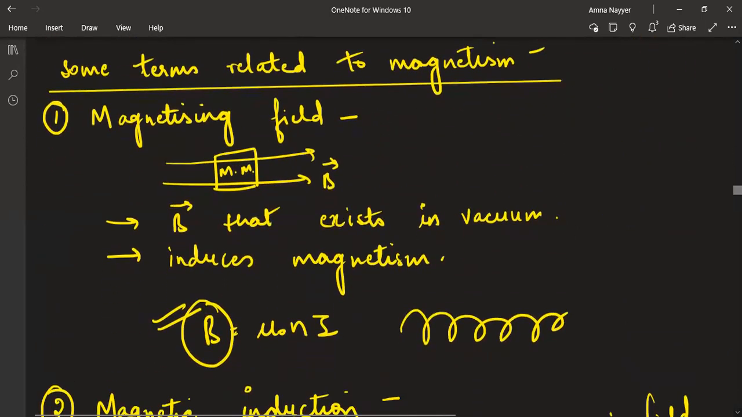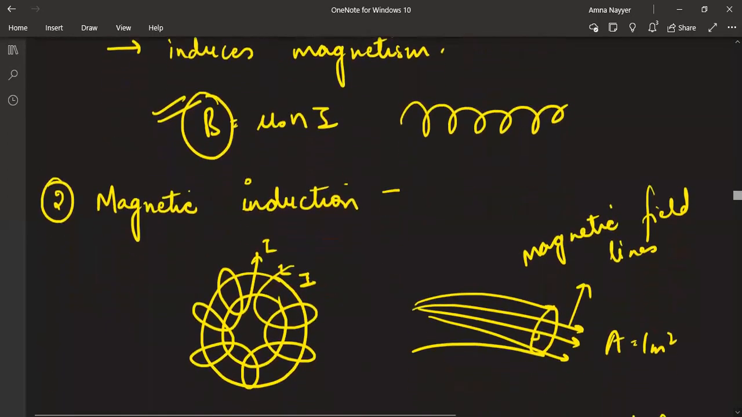Okay, some terms related to magnetism. Some terms that are related to magnetism is the magnetizing field. Magnetizing field is basically a field that exists in vacuum and induces magnetism. So magnetic field is B is equal to mu naught N i. Like for a solenoid, you had the magnetic field as B is equal to mu naught N i. So if it exists in vacuum, you can simply say it is magnetizing field.